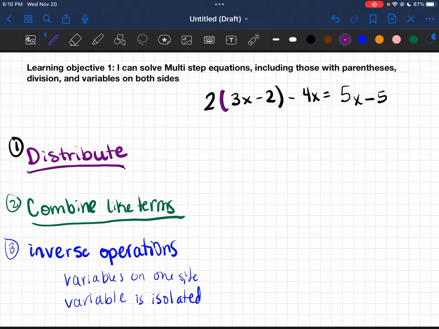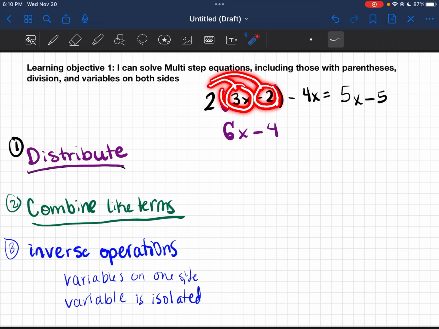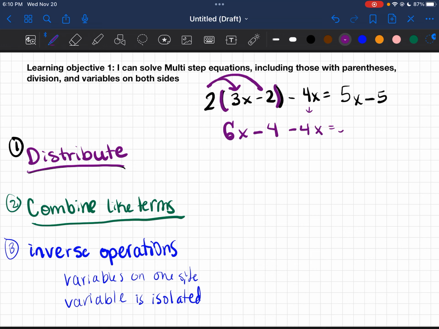I see parentheses here, and parentheses tells me to distribute or to multiply. I'm going to multiply 2 times 3x, which is 6x. And I'm going to multiply 2 times -2, which is -4. It's super important to remember that you must distribute to both of the items in the parentheses in order to do this correctly. The rest of the problem did not change, so I'm just going to bring down everything exactly how it is written.